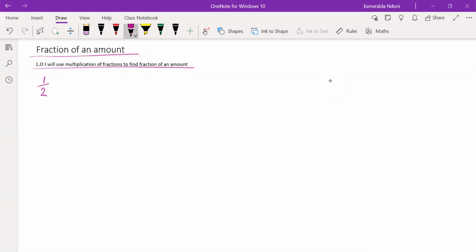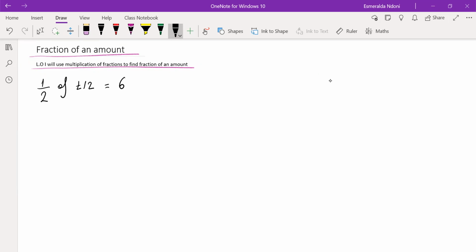So if we have a half of £12. We all know that a half of £12 means sharing £12 between two people. And the answer to that would be 6.